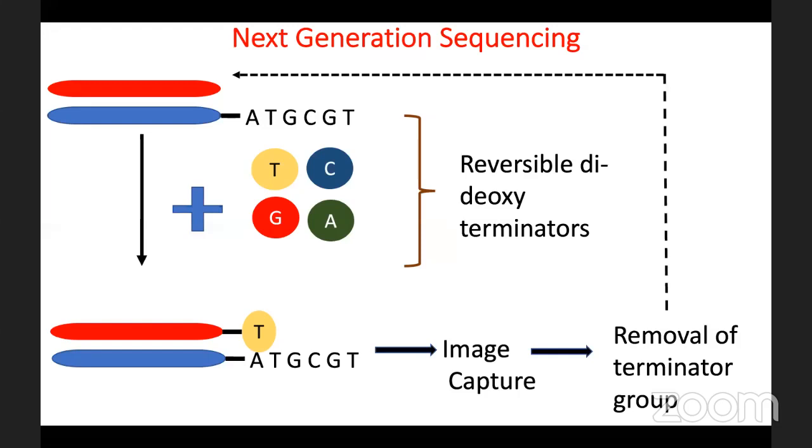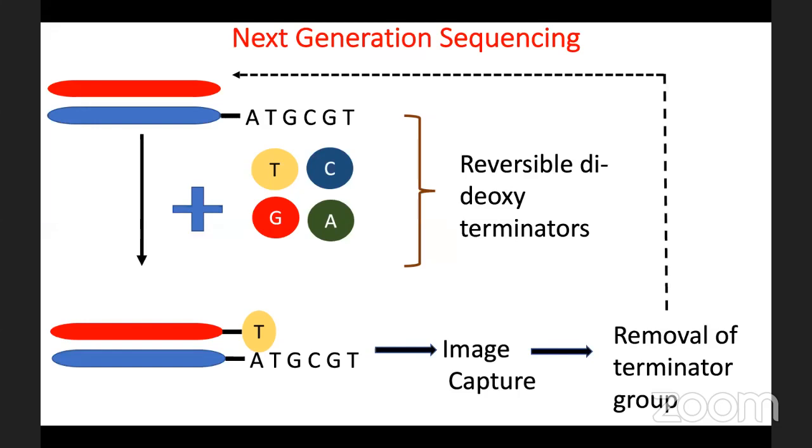This next generation sequencer is essentially based on the Sanger sequencing method only. The only thing we have used here is reversible dideoxy terminators. In Sanger sequencing, what we were using was dideoxy terminators. It was not reversible. The moment it gets incorporated in the strand that is being synthesized, your chain was terminated. However, in this case, we are using a reversible dideoxy terminator. So why it is so, I'll tell you.